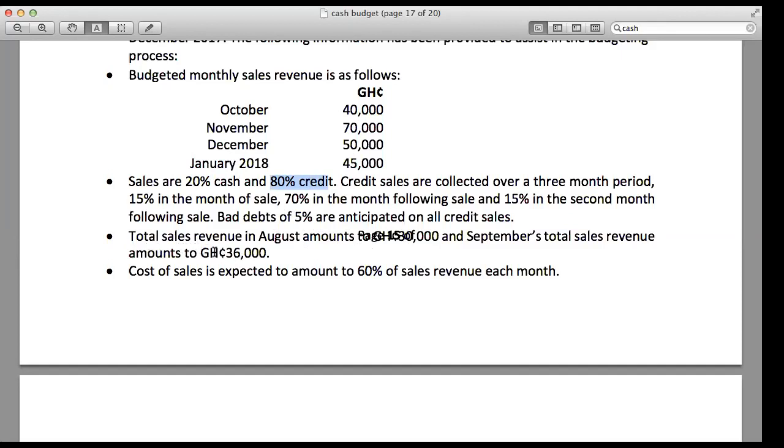Is the total sales revenue in August amounting to, I guess, 30,000? Currently it's 30,000. Okay. So make the correction for me. It's 30,000, not something else. So total sales revenue in August amounts to 30,000. And then September total sales revenue amounts to 36,000. So good news.